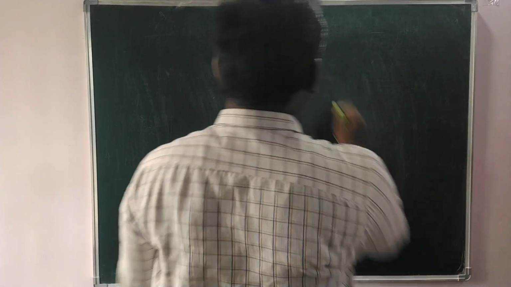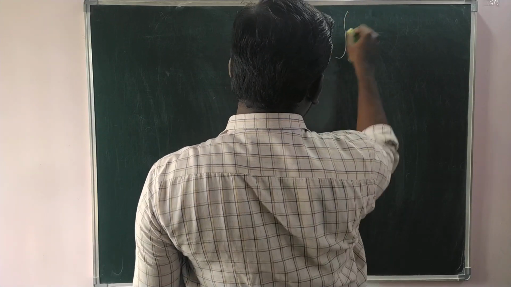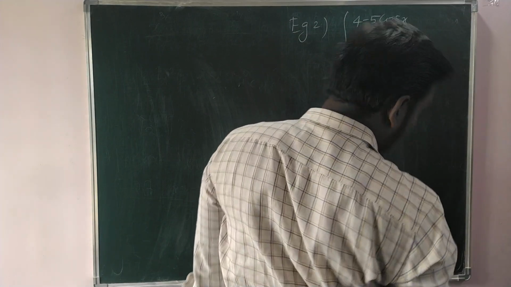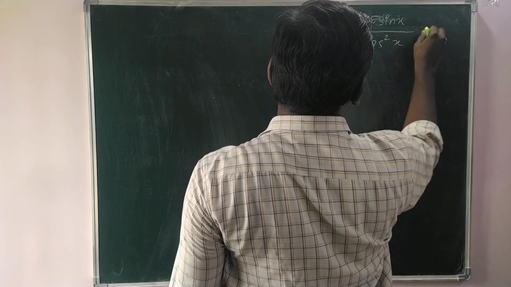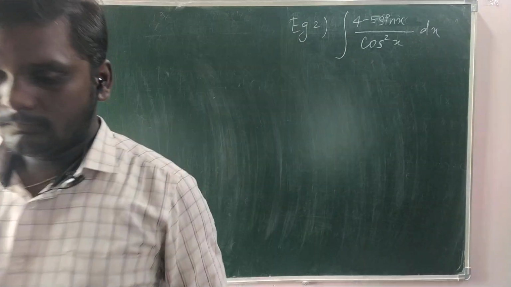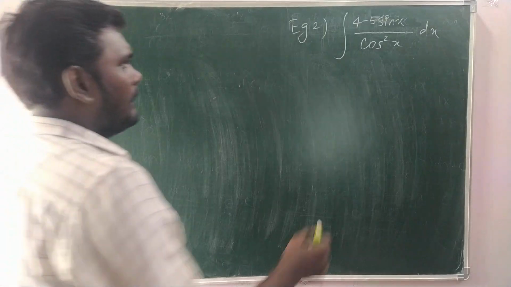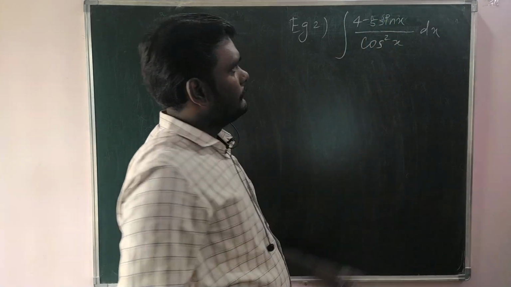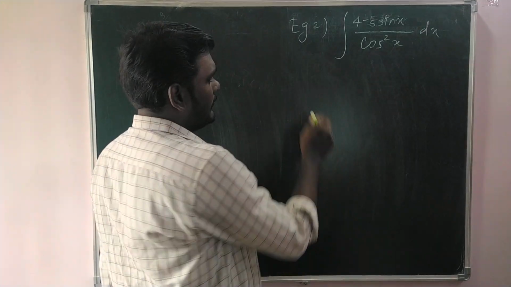So example 2: integral of (4 minus 5 sin x) divided by cos squared x dx. Do we have any direct formula for this? No, we don't. This can be split into separate functions. Is it possible? We don't have a division rule either, right? So we can split them.